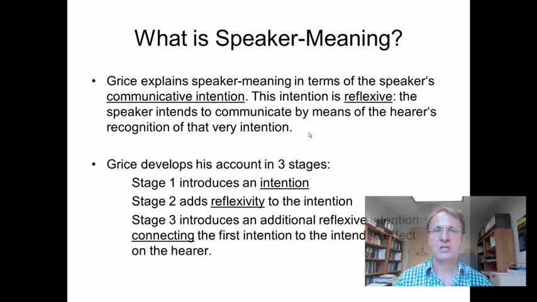The second stage adds reflexivity to the intention. What that means is that the speaker must intend for the hearer to pick up on the speaker's intention, must recognize the speaker's intention. The third stage then introduces an additional reflexive intention in the sense that the hearer of the utterance only forms the belief that the speaker wants him to form because the hearer picks up on the speaker's intention for the hearer to form that very belief. So those are the 3 stages, and let's go through them.